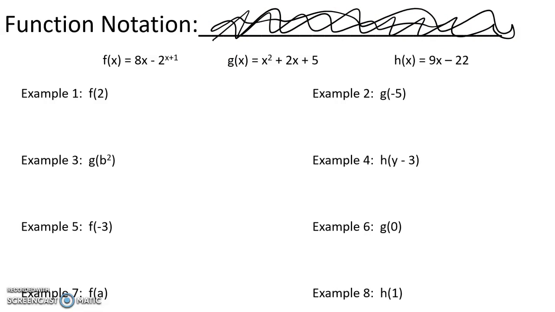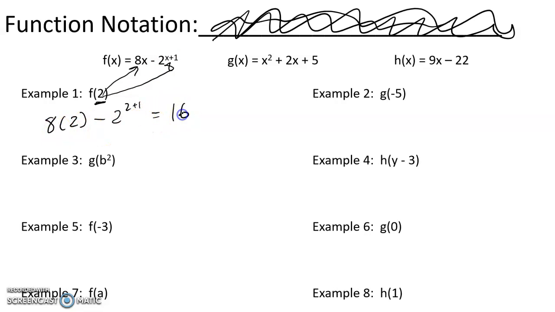F of 2 for this first example. I have a number 2 inside there, and I have to plug that into x. You have three different equations you're working with, so you have to determine which equation you're using. Take this equation and plug the number into all my x's. It turns out to be 8 times 2, minus 2 plus 1, to the power of 3, and then I simplify everything out.